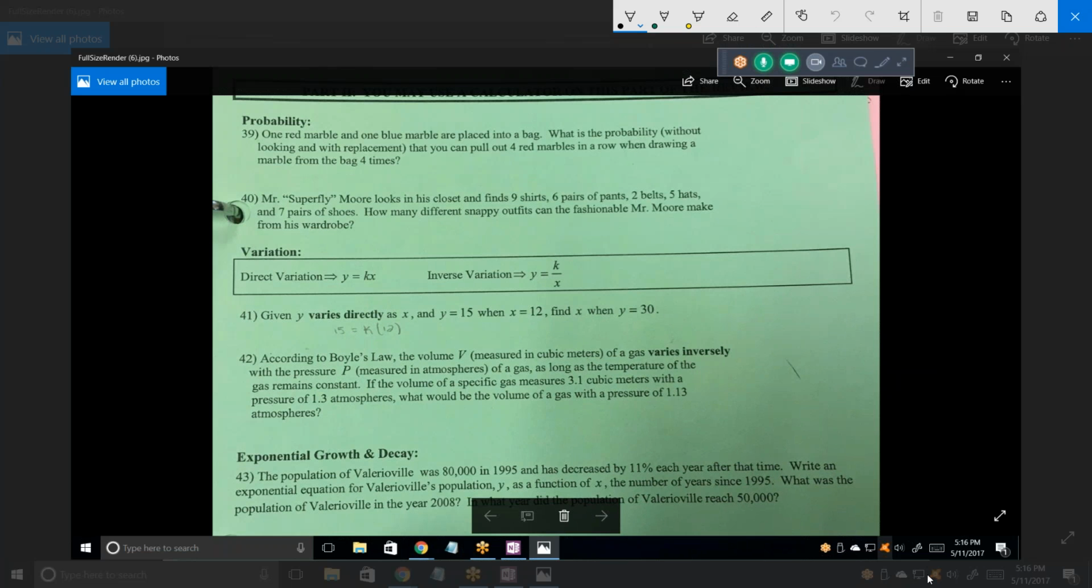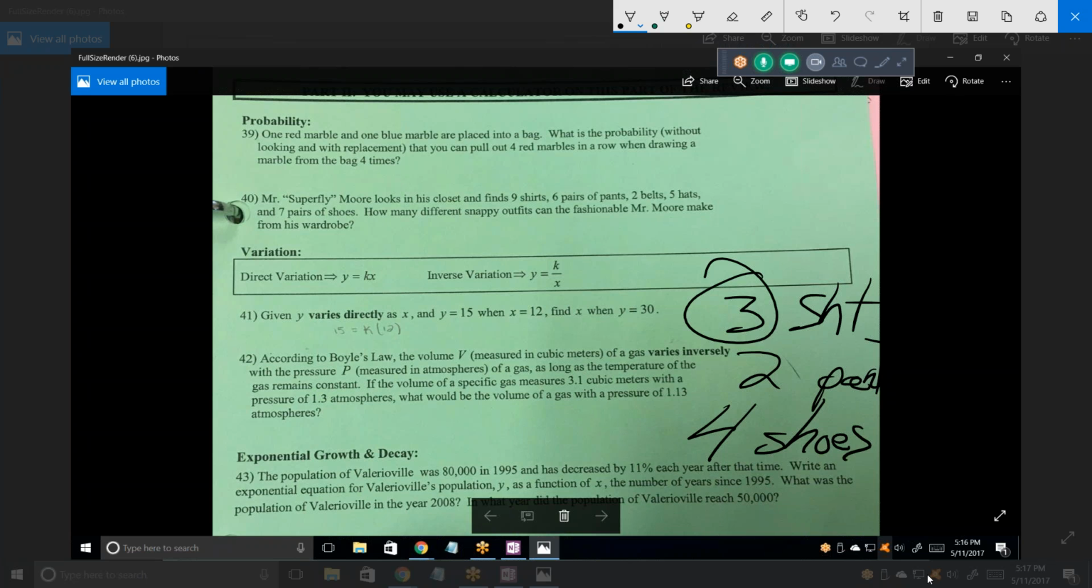Let's say I've got a wardrobe that consists of 3 shirts, 2 pair of pants, and 4 pairs of shoes. How many wardrobes can I make? 2 times 3 times 4, 24. The point is that it's always this number times that number times that number.